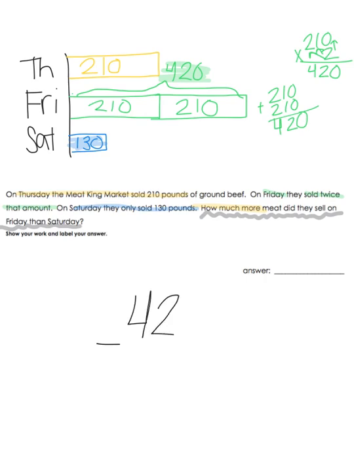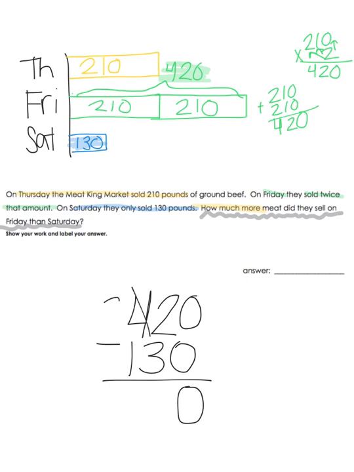On Friday, they sold 420 pounds. And I'm looking for how much more that is than Saturday. On Saturday, it was 130. So to find the difference between 420 and 130, I need to subtract. 0 minus 0 is 0. 2 minus 3, I can't do that, so I need to borrow. 12 minus 3 is 9. And 3 minus 1 is 2. So the answer is that they sold 290 pounds.